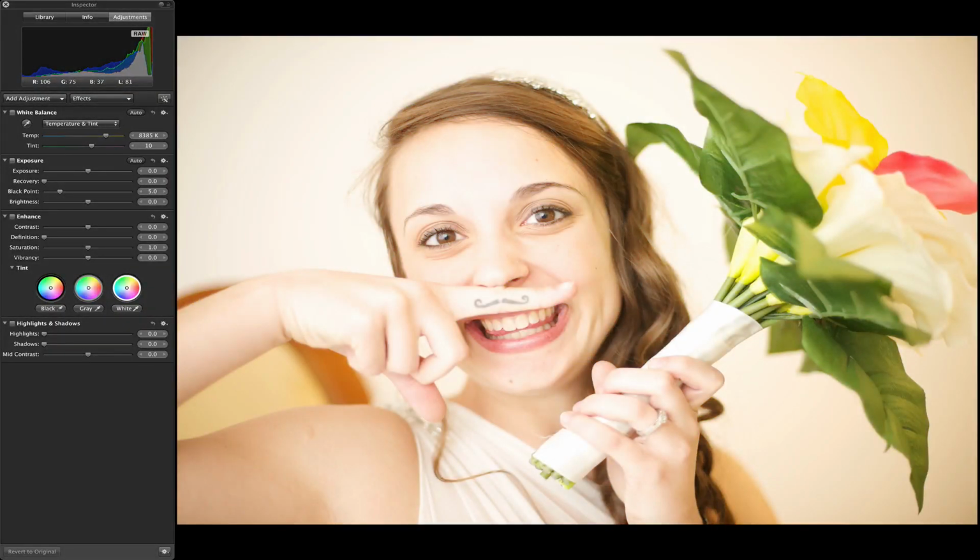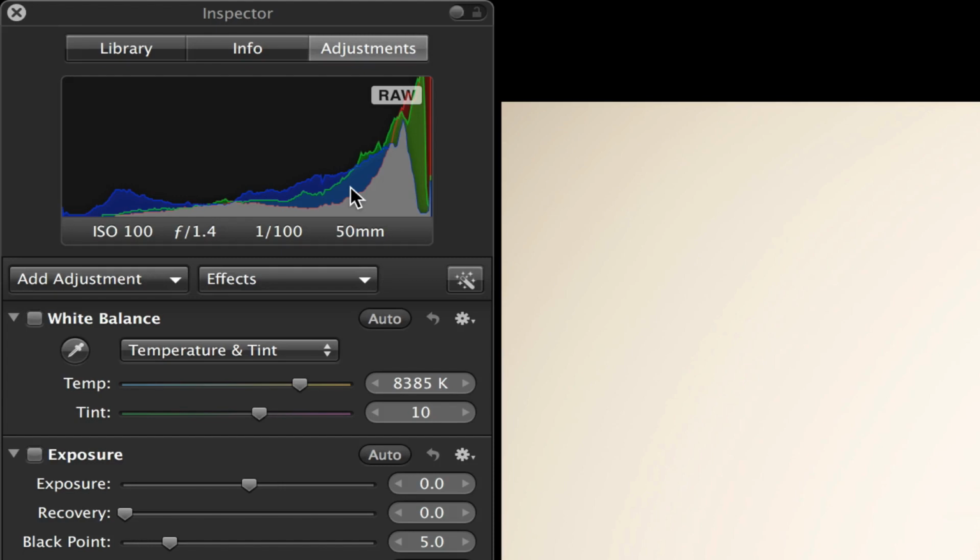Okay, so what we have here is a picture of a bride on her wedding day. And taking a look over here in the histogram, we can see that this is potentially an overexposed photograph. And why? Because we can see that all the RGB data, the reds, the greens, the blues, they're all mashed over here on the right-hand side. If this had been an underexposed photograph, it would have been smashed over here to the left. So as a quick tip, when you're looking at your histogram, the shadows are always on the left-hand side and the highlights are always on the right-hand side.